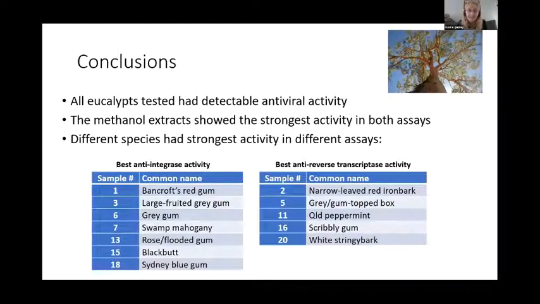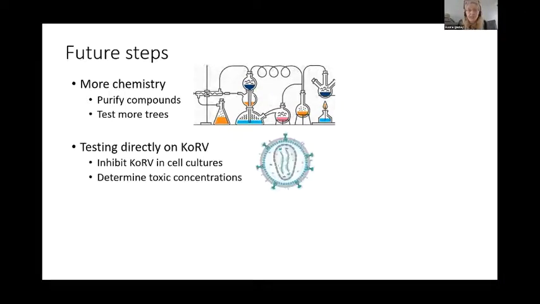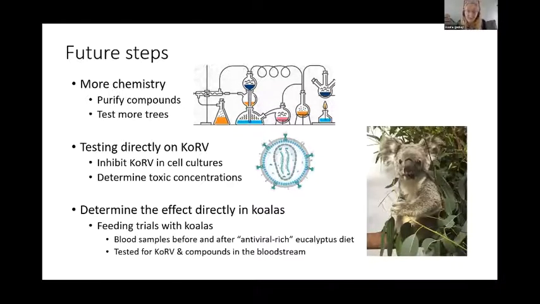So just very briefly, things that I'm going to look at continuing in the future. Obviously, a lot more chemistry is needed because we don't know what compounds gave this activity. And this is, of course, a very small sampling set to see if this activity is more widespread in these particular tree species. Obviously, translating these results directly to our koala retrovirus. As I said, these kits are based on HIV enzymes, so determining how that works with our koala virus.